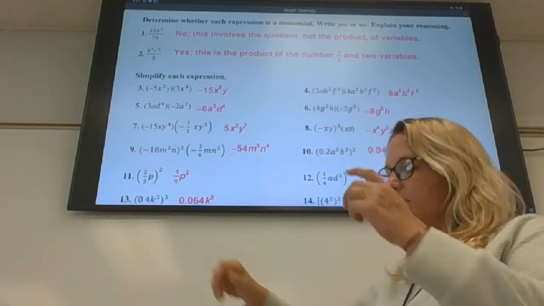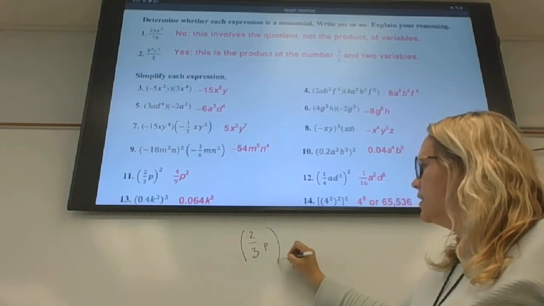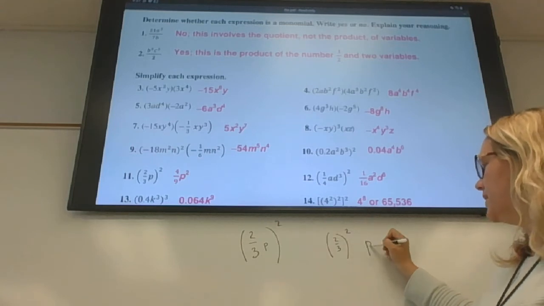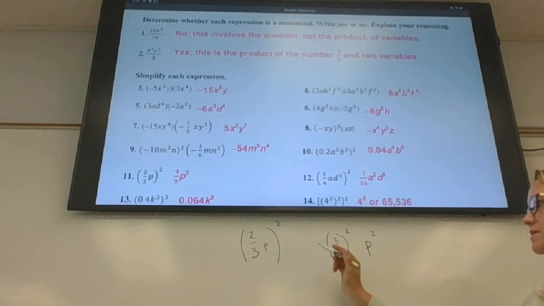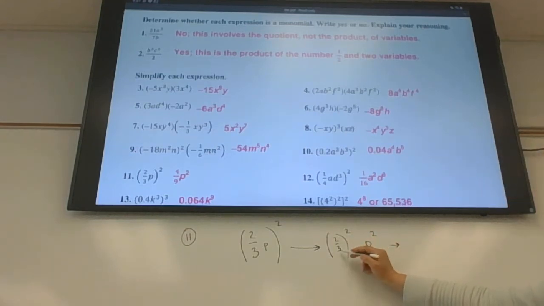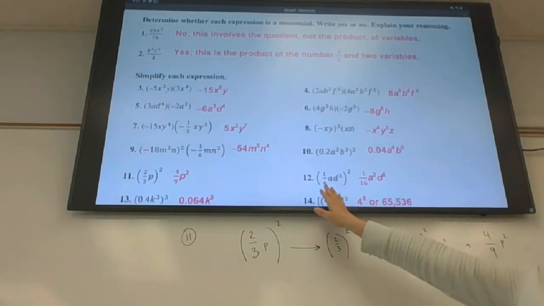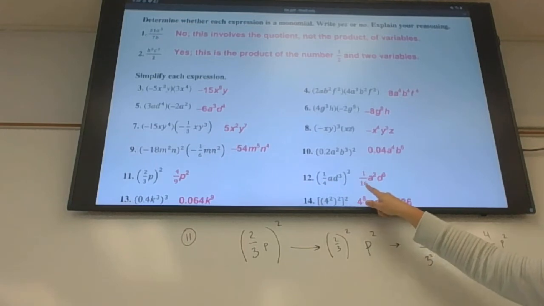I wanted to talk about 11. I hadn't really done many like 11 in the notes. So, you have a fraction with an exponent on the outside. This fraction is going to be squared, and the p is going to be squared. That little 2 goes to the whole fraction, which is technically the coefficient, and it goes to the p. So when I square a fraction, the top and the bottom get squared. 2 squared over 3 squared, and that p is still there. And that's how they arrive at 4 over 9. So that happened here in 12 as well. 1/4 squared is 1 squared over 4 squared, and that's where the 16 came from.